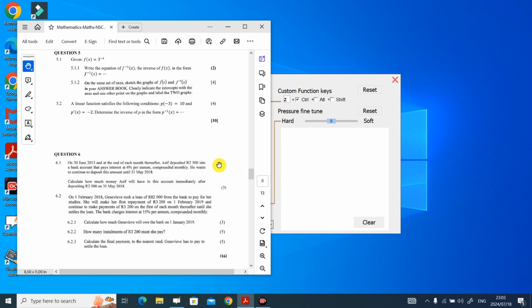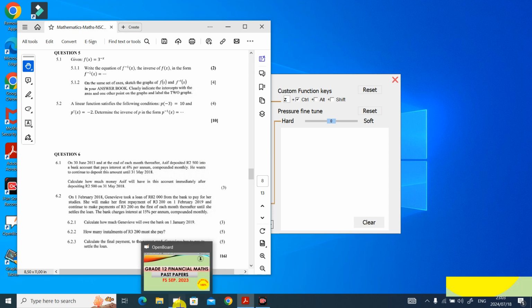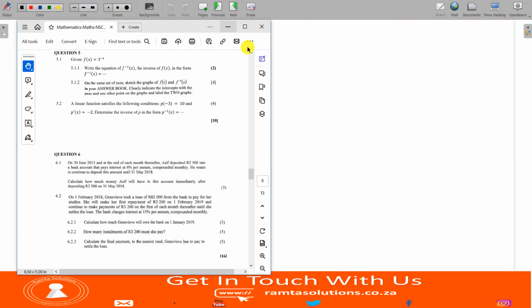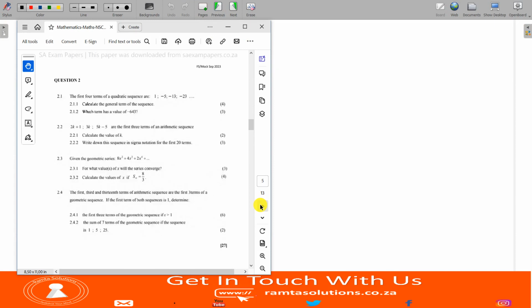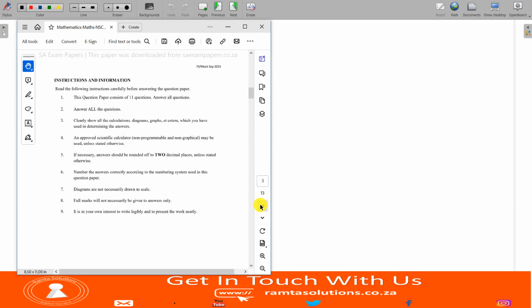Okay, so the paper is already opened. Let me pin it. Here we go. Before we proceed, let me go to the first page, the instructions page. Guys, this is an exam. It's important that I read instruction 3. It's important that you clearly show all the calculations, diagrams, and graphs, and so on that you have used in determining your answers. Instruction 5. If necessary, answers should be rounded off to 2 decimal places unless stated otherwise.